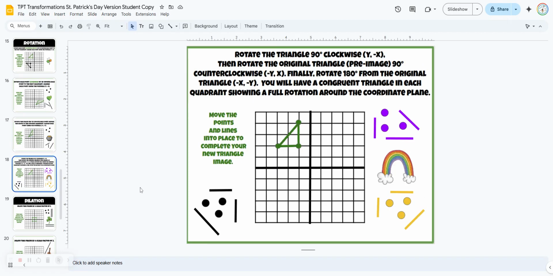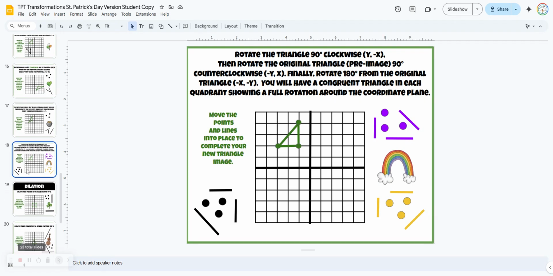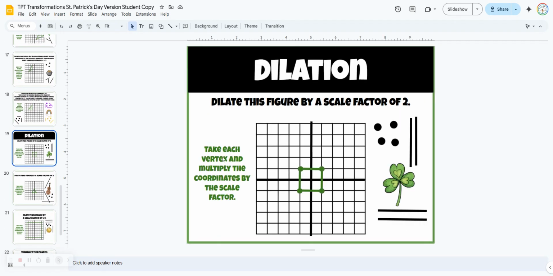When they get down to slide 18, they're going to show the full rotation around the origin. So they've got all of the different formulas that they're going to use for the three rotations. So they've got purple points here, yellow for this quadrant, black for this quadrant. And when they're finished, they'll show that full rotation. Then we move on to dilation.